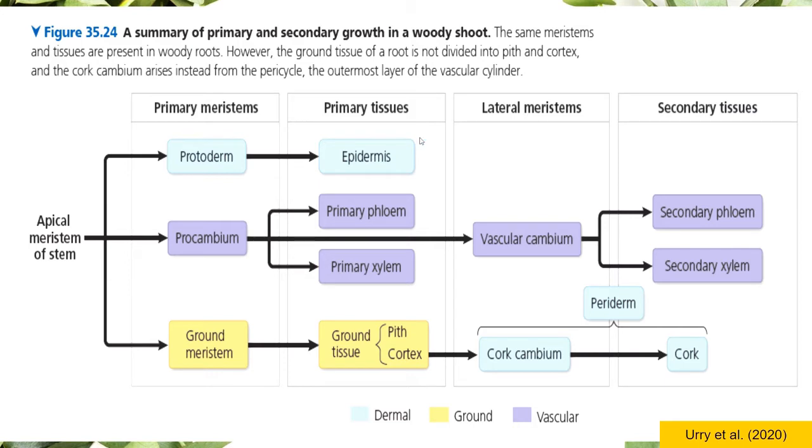The procambium will eventually give rise to the primary phloem and the primary xylem, and then it will continue on to differentiate into the vascular cambium, which will give rise to the secondary phloem and secondary xylem. The ground meristem will give rise to the ground tissue, pith, and cortex, and then from the cortex it will differentiate into the cork cambium and eventually become the cork of the plant. And these two are actually part of the periderm.